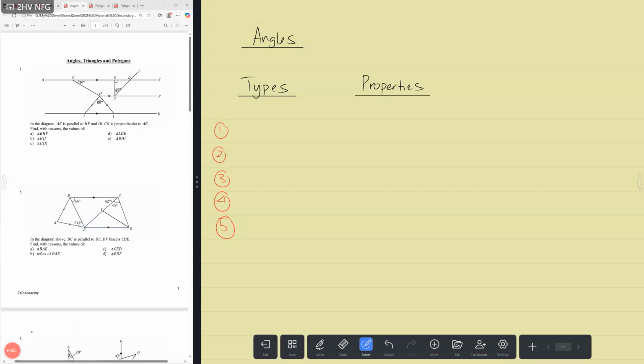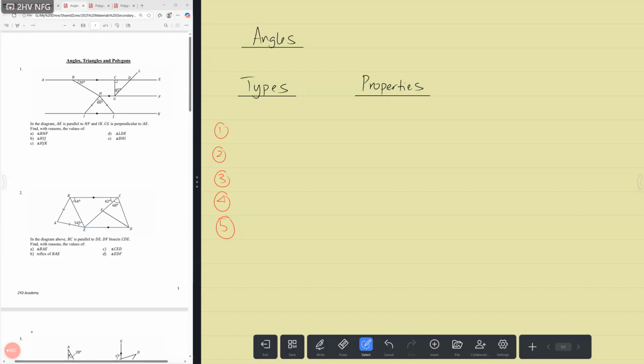I do know some of these properties or types are quite familiar for all of you. You have learned this in primary school. So a few of them are just a revision, but then the rest is going to be probably something new. But in any case, let's pay attention and get this one done as quickly as possible. First we're going to start with the types of angles.